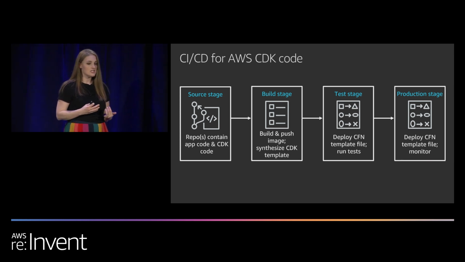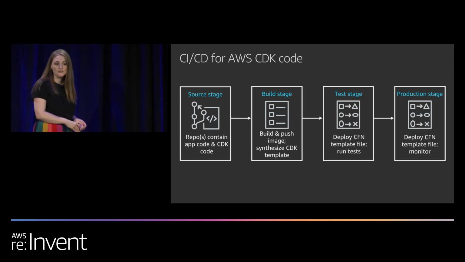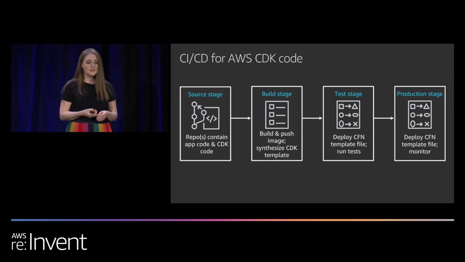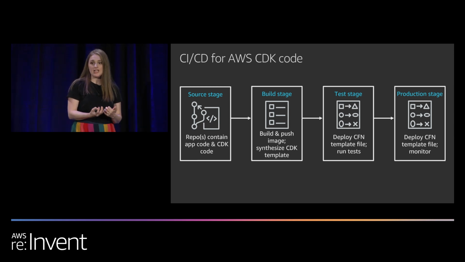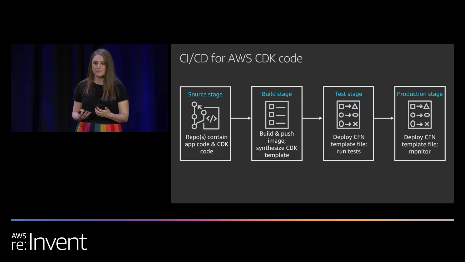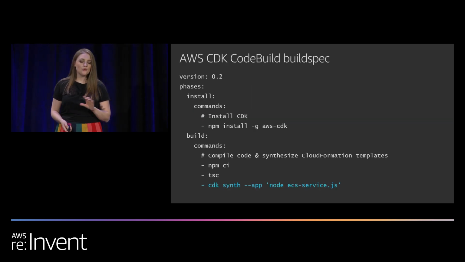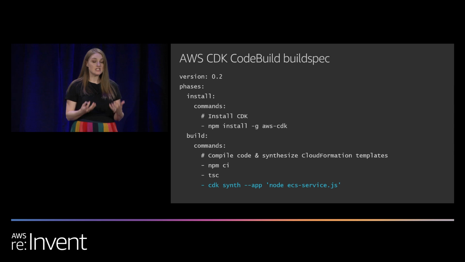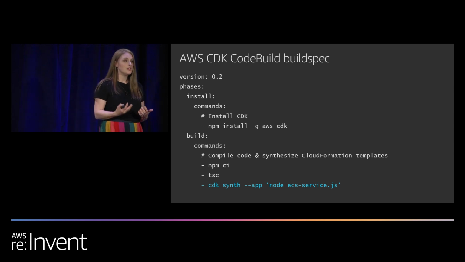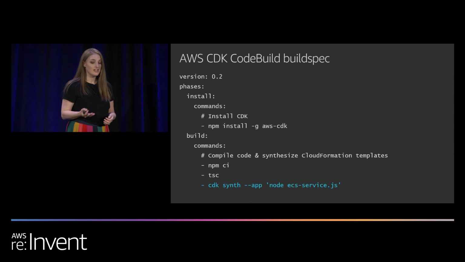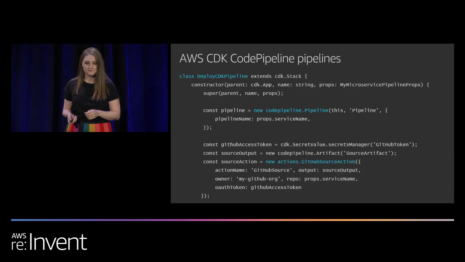CI/CD for AWS CDK code internally at Amazon looks really similar to what I showed you before. The repositories contain the application code and the CDK code, in the same language or in a different language. The build stage will build and push the image, and then the CDK template that's synthesized will have that new image ID in it. What's promoted out of that build is, again, that JSON CloudFormation template, and that gets deployed in the test and production stages. To do that, CodeBuild can be used to synthesize that template in the pipeline. It's really easy to install and use the CDK CLI to synthesize my ECS service template.